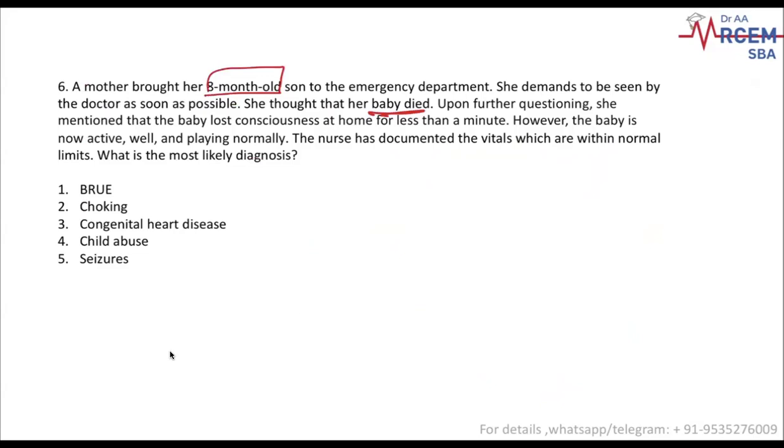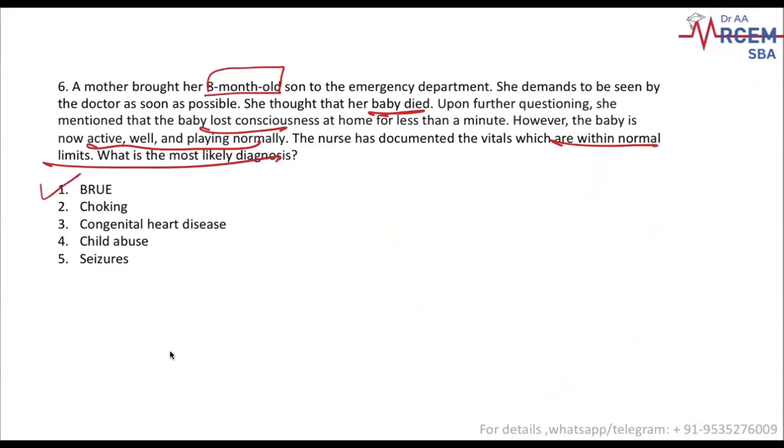Upon further questioning, she mentions that the baby lost consciousness for less than a minute. However, the baby is now active and well and playing. That means recovered completely. The nurse has documented the vital parameters, which are completely normal. So what has happened? This is a classical definition of a BRUE, brief resolved unexplained event.